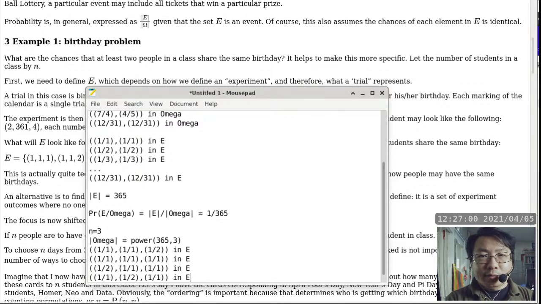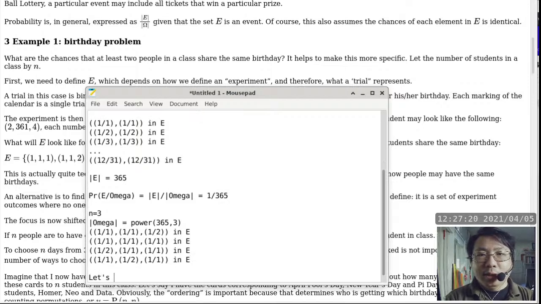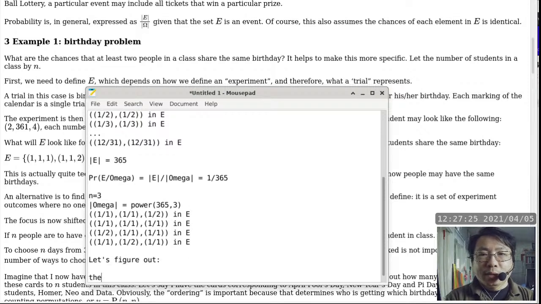So now instead of calculating the chances of at least 2 people in the class sharing the same birth date, let's invert it, right? We are basically logically inverting what we are looking for. So instead, now let's figure out the chances that, and then we put a not here, at least 2 people sharing the same birth date.